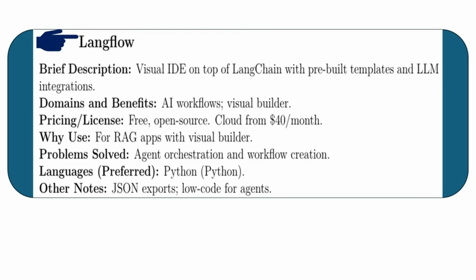LangFlow, a visual IDE on top of LangChain with pre-built templates and LLM integrations. AI workflow is the domain area, with benefit for visual builders. It is free, open source, with cloud from $40 per month. For RAG apps with visual builders, agent orchestration and workflow creation, the problem area gets solved, and Python is the preferred language. JSON exports, low code for agents.